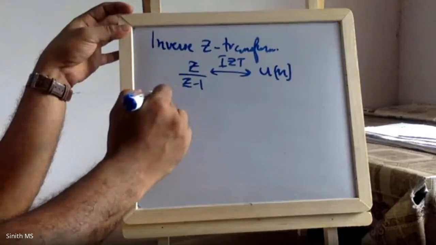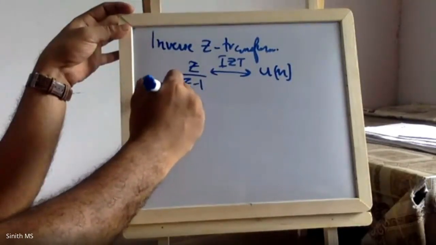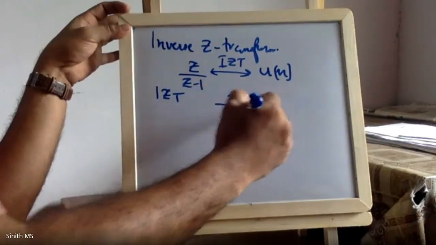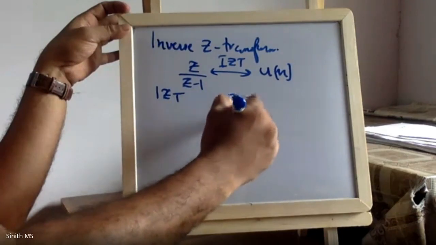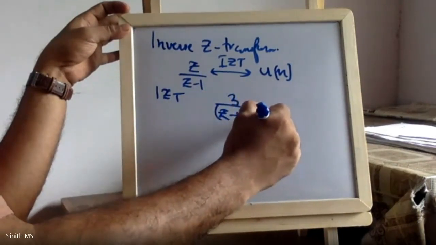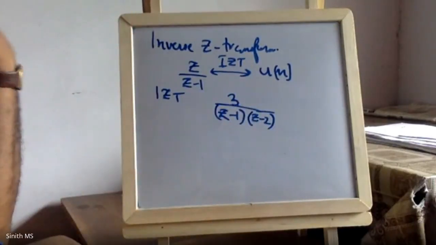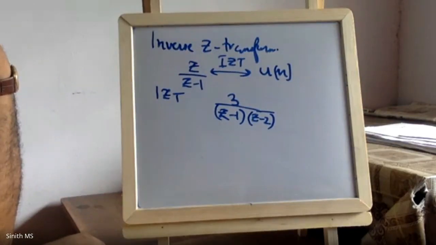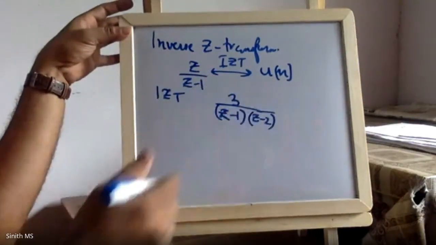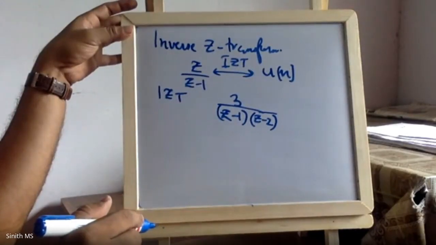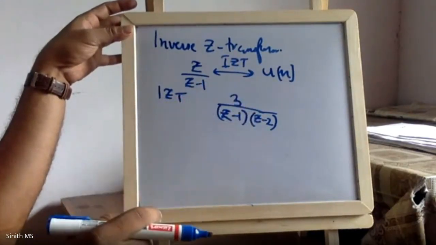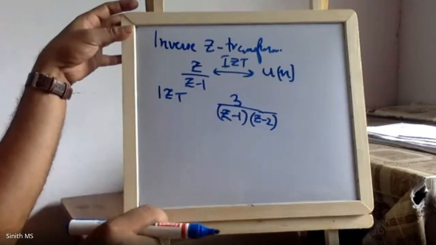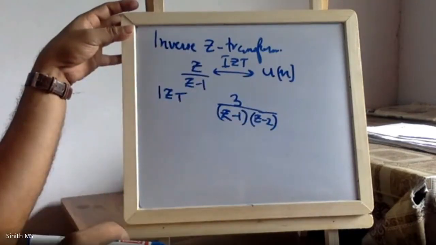And suppose that you want to find the inverse Z transform of, say, 3 by z minus 1 into z minus 2. You are asked to find the inverse Z transform of 3 by z minus 1 into z minus 2. How will you proceed? You can first split this into two Z transforms, a summation of Z transforms. Then you can take the individual Z transform for each.